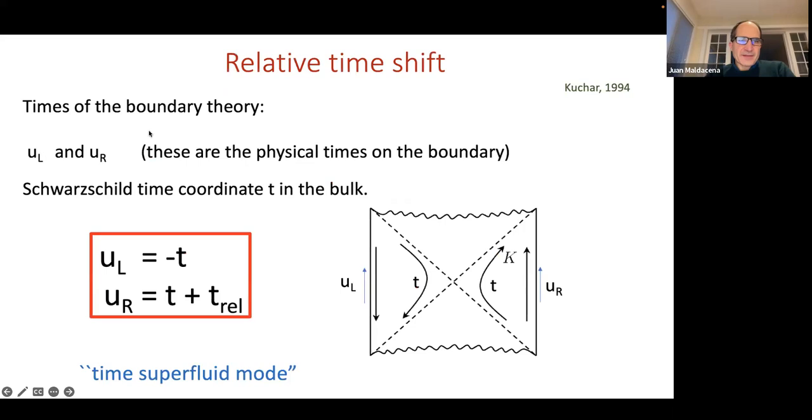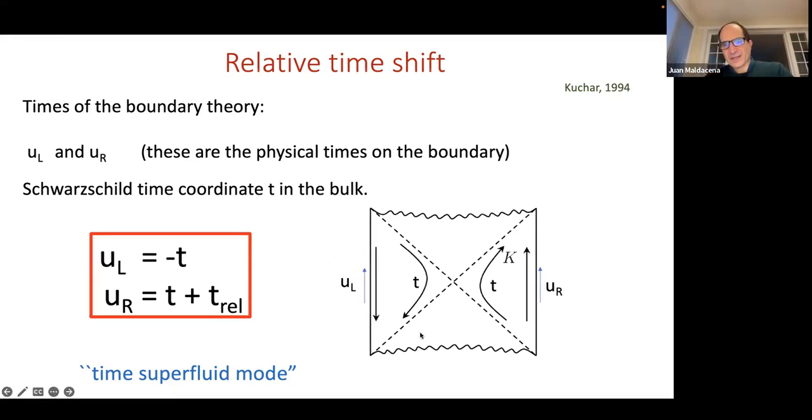So there are some times in the boundary theory, which we will call u left and u right. These are the physical times that you measure on the two boundaries. And then there is some Schwarzschild coordinate t in the bulk. We could choose a gauge where the left time is equal to the Schwarzschild time on the left side, or let's say minus the Schwarzschild time if we think of the two boundary times as going forward. But then on the right we have the possibility of identifying u right with the Schwarzschild time up to some constant. And this constant then will be a physical parameter.